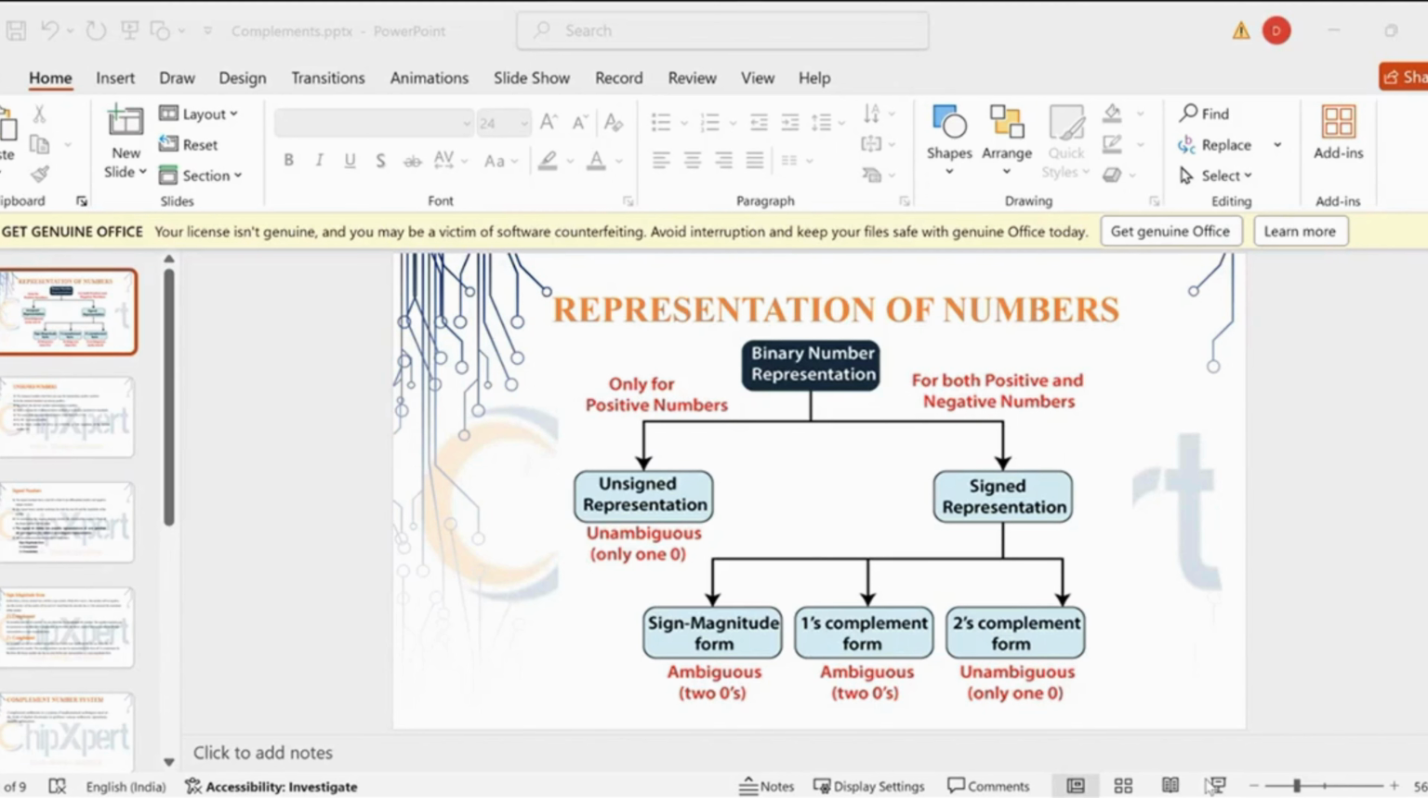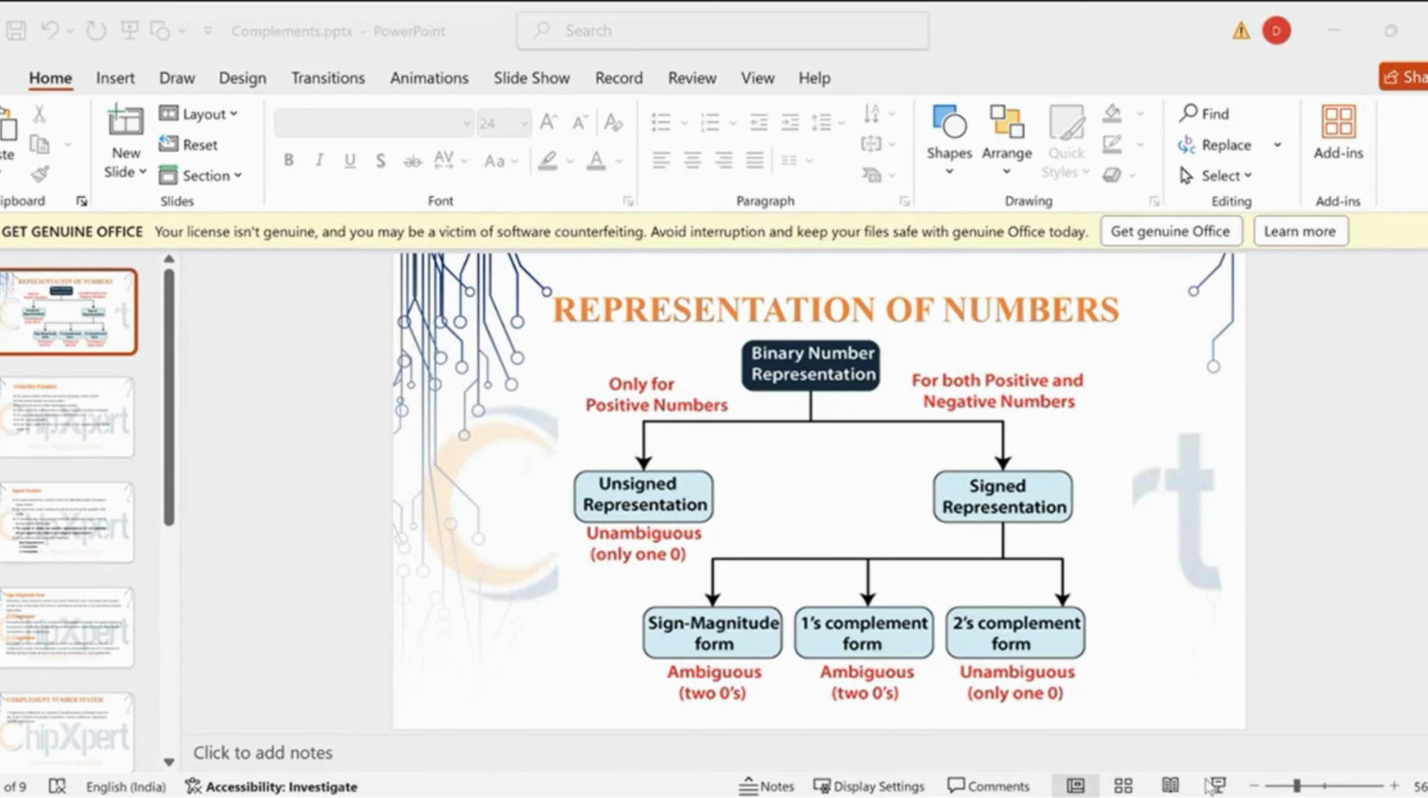First, in how many ways can we represent a number? There are two ways to represent a number. One is signed representation and one more is unsigned representation. Signed representation means it has both negative values and positive values, right? So it can represent values from minus of 2 power n minus 1 to 2 power n minus 1. While coming to unsigned representation, you will have only the positive values, and it can represent the values from 0 to 2 power n minus 1.